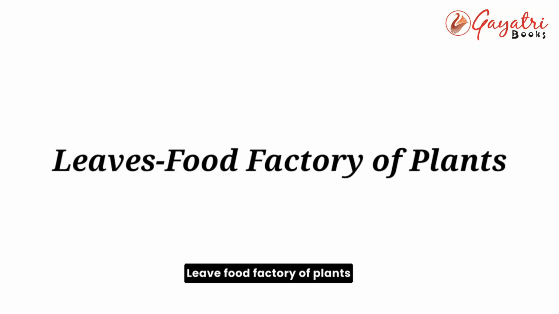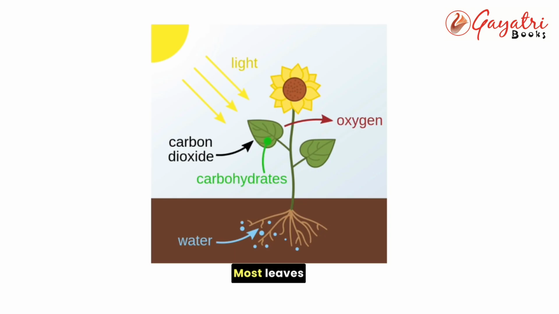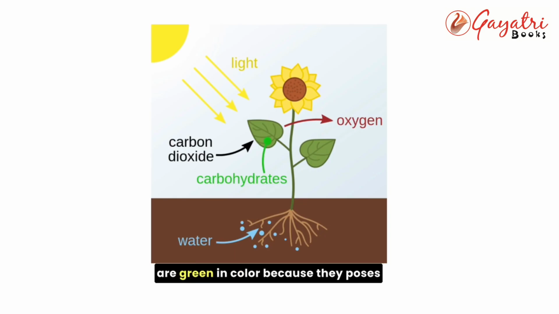Leaves, food factory of plants. Most leaves are green in color because they possess a green color pigment called chlorophyll. Leaves are called the food factories of plants as they prepare food for the plant by a process called photosynthesis. They use carbon dioxide, water, sunlight, and chlorophyll to prepare their food.